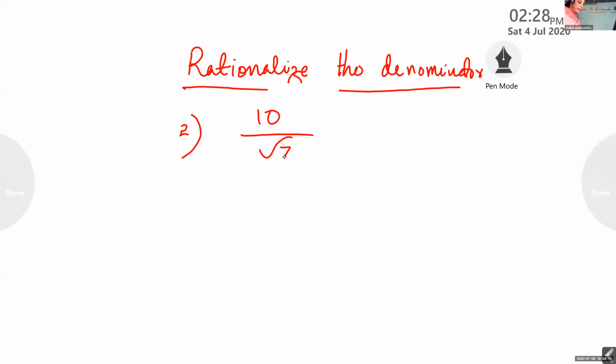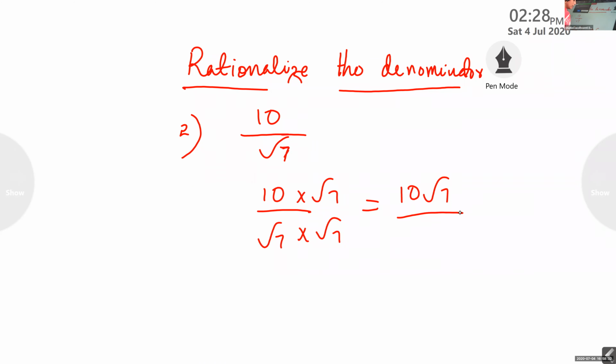So Hadidi, will you tell the answer of this? 10 into root 7 by 7. Okay, good. So we are multiplying the denominator by root 7, but we are doing the same process in the numerator also, into root 7. And our answer is 10 root 7 by 7.